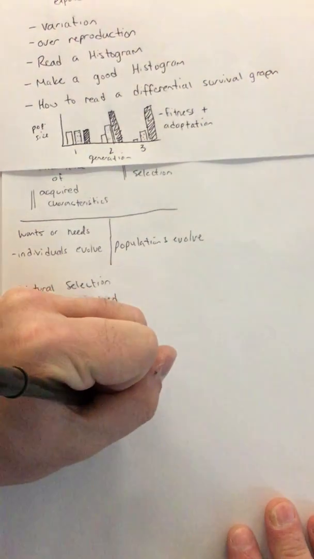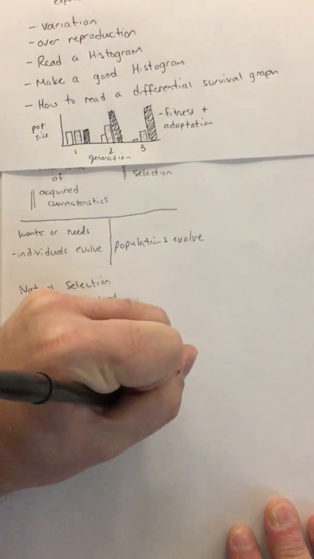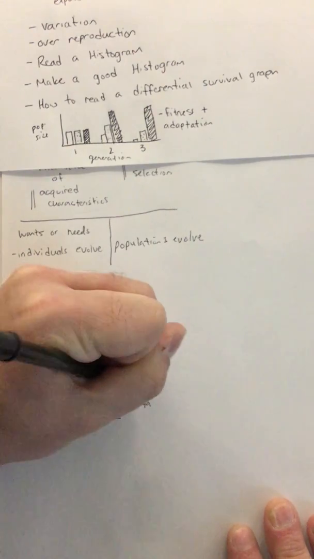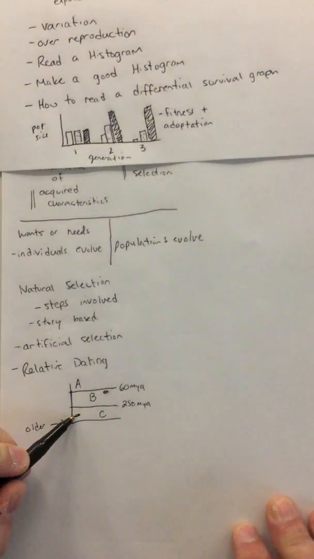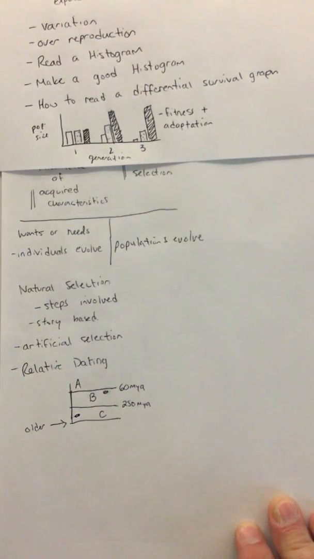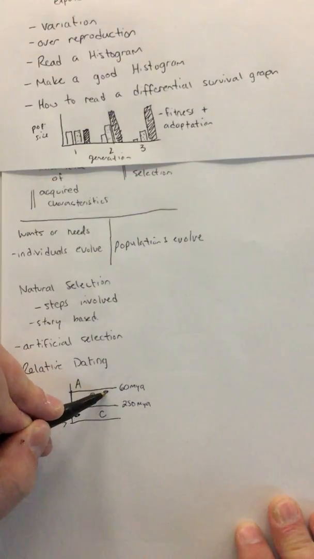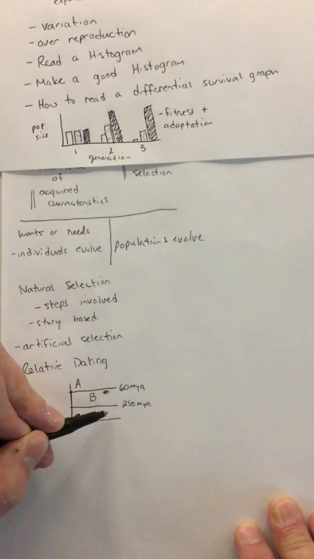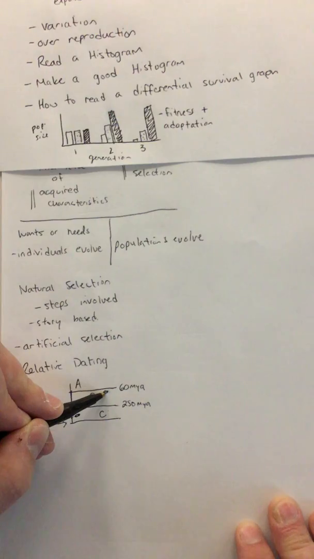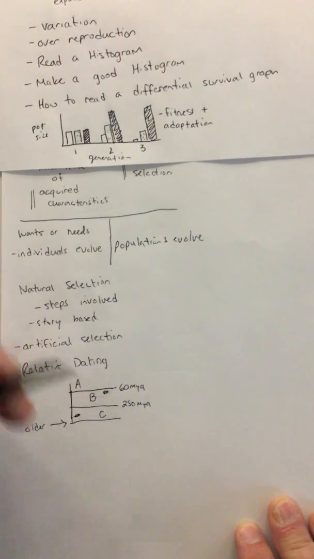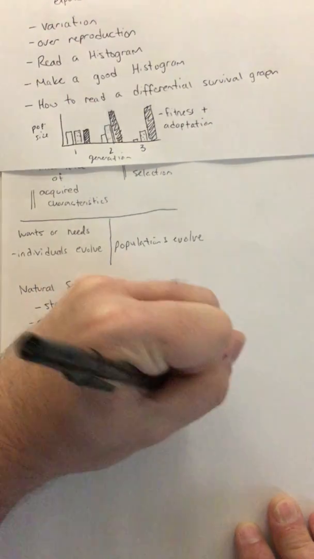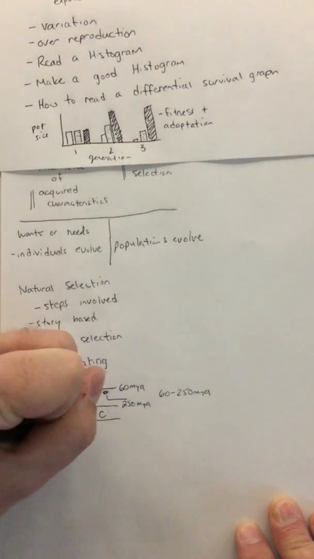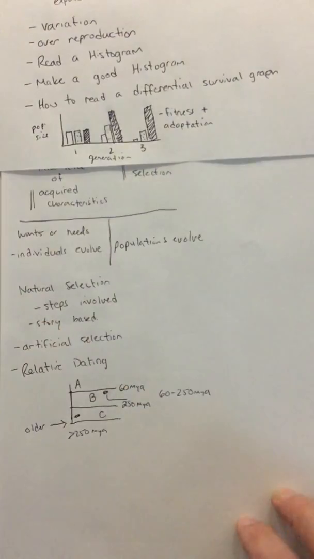If I date this layer of rock at 250 million years ago, and I date this rock at 60 million years ago, what do I know about the age of this fossil? Older. It's older than 250 million years. And what do I know about this fossil? It's younger than 250 and older than 60. So this fossil here needs to be between 60 and 250 million years old. And this fossil here is greater than 250 million years old.